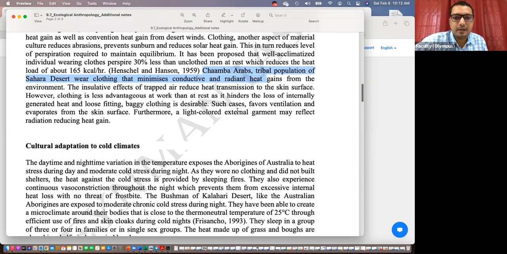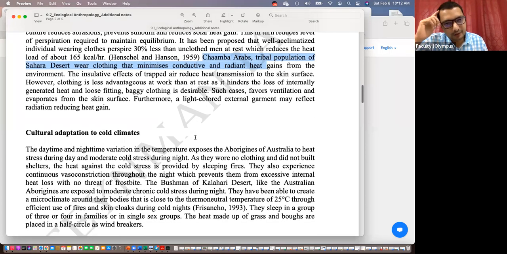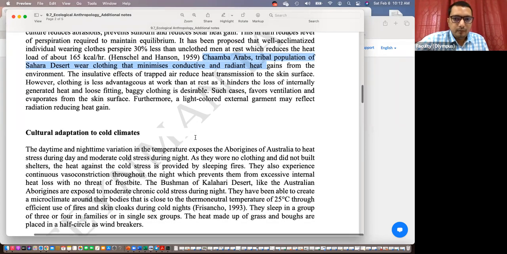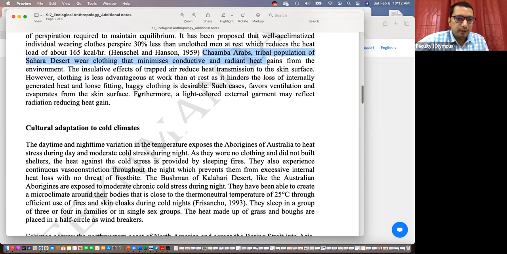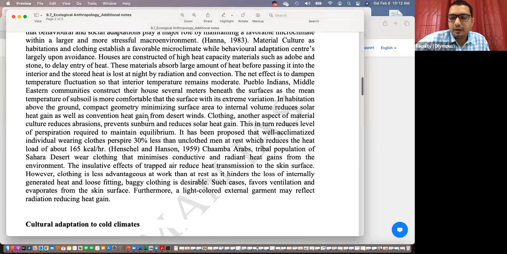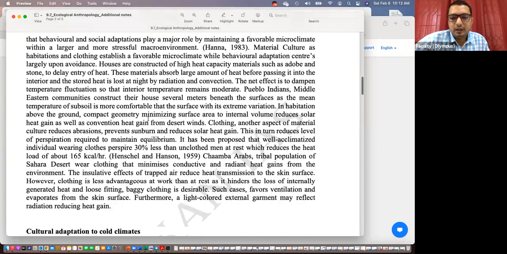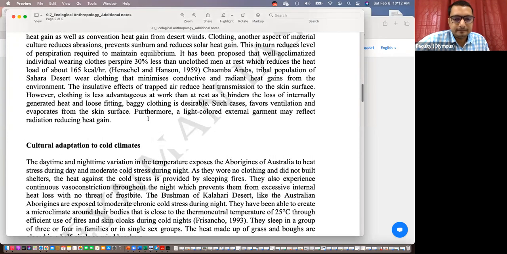So such cultural adaptations are noticed in a few regions of the world, especially among people living in the desert areas. And the loose clothes and baggy clothing that you see in the African regions, the way they wear clothes, allows enough ventilation. So you notice that these types of cultural adaptations are common in response to heat stress.